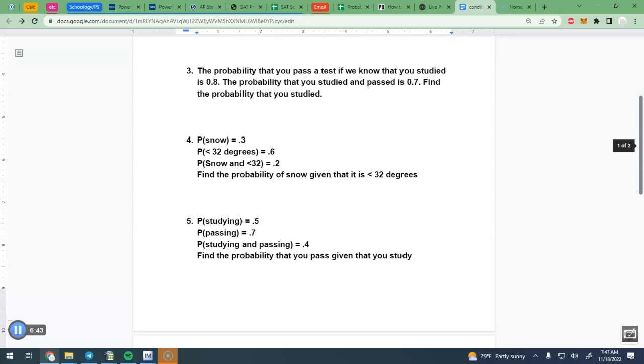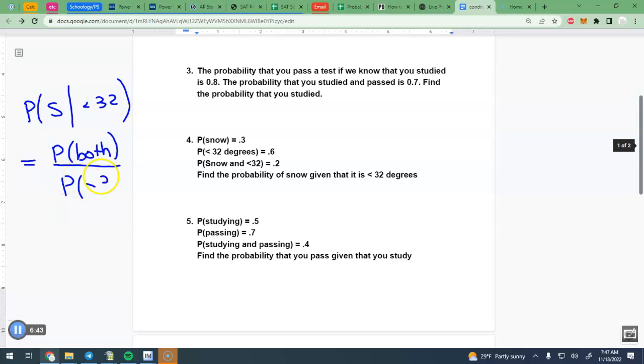Am I good, everyone? We're good? Alright, so the probability of snow given that it is less than 32 degrees. So it's the probability of snow given less than 32. So I know this, and I want to know the probability that it snows. So the probability of both of those things divided by the probability of what you know. So the probability of less than 32.